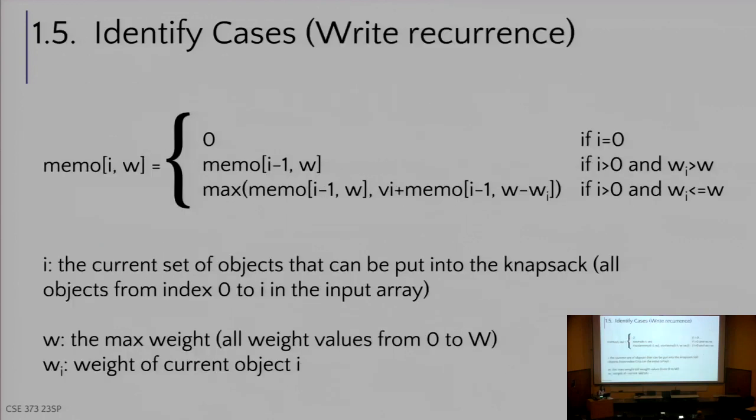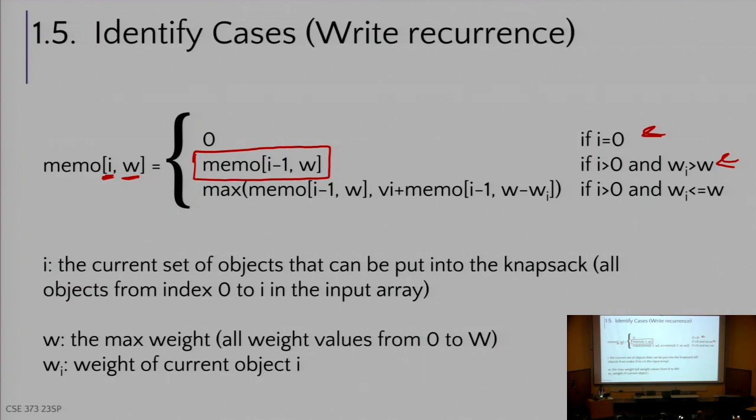Okay. Again, I'm going to write this as a recurrence because it makes the pseudocode part easier. This one is the base case, case number 1. Actually, wait, let me first define these two. I is going to be the current set of objects that can be put into the knapsack. I is very similar to I in the last problem, where it's the set of all objects from 0 to I in the input array. W is then going to be the max weight, so this one is going to be all weight values from 0 to W.